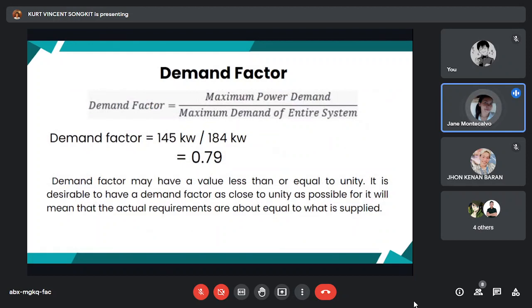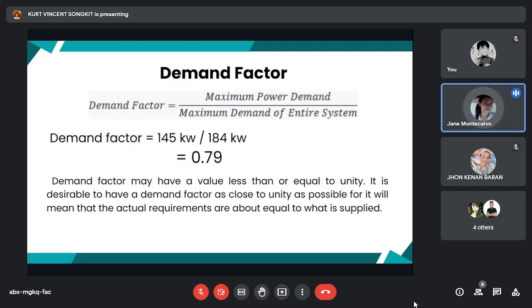Another example is if you have a maximum power demand of 145 kilowatts and 184 kilowatts for total connected loads, which is the maximum demand of the entire system. So you just divide, and you get a 0.79 demand factor. Moreover, demand factor may have a value less than or equal to unity.